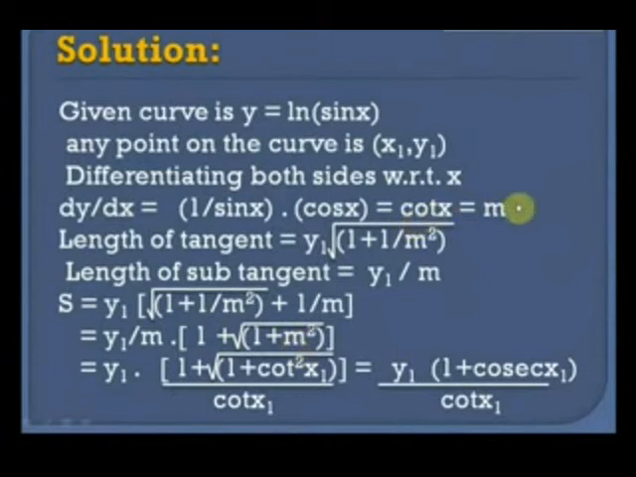Now we put the value of m, which is cot x, and at the point x1 comma y1, its value would be cot of x1. So we get s equal to y1 into 1 plus under root of 1 plus cot square x1 whole divided by cot of x1. Now 1 plus cot square x1 is nothing but equal to cosec square x1, and hence we get s equal to y1 into 1 plus cosec x1 by cot of x1.